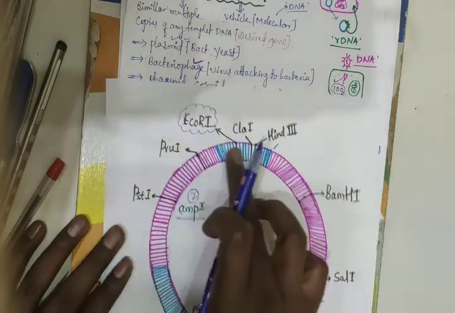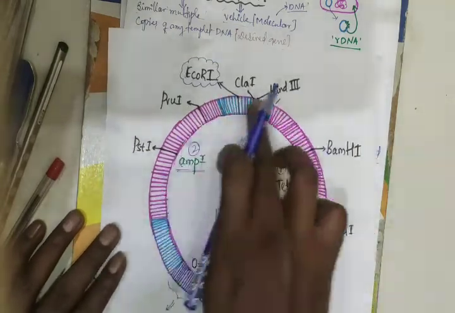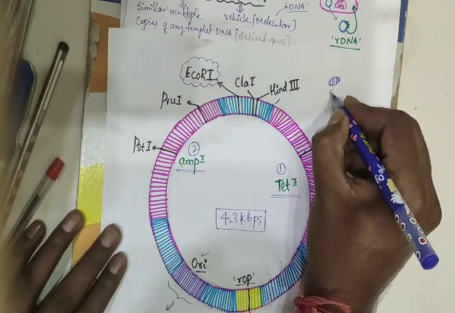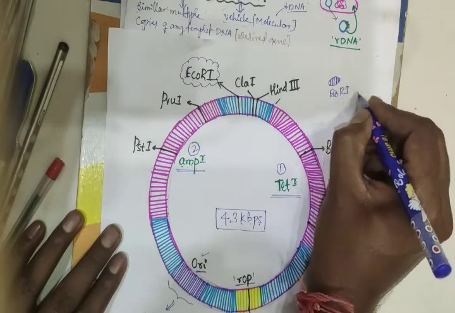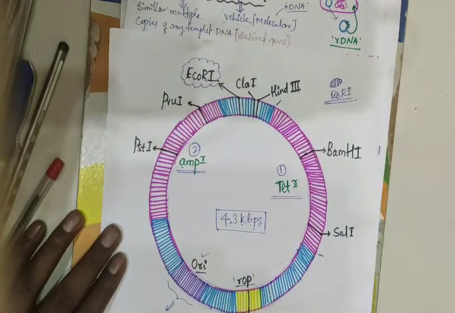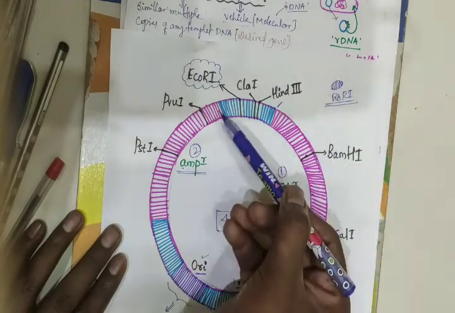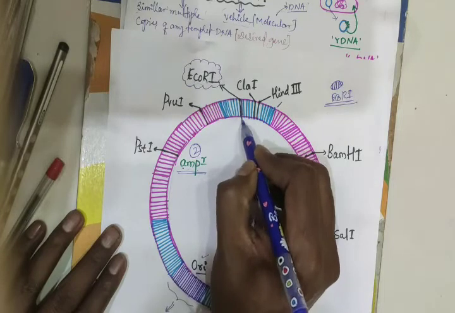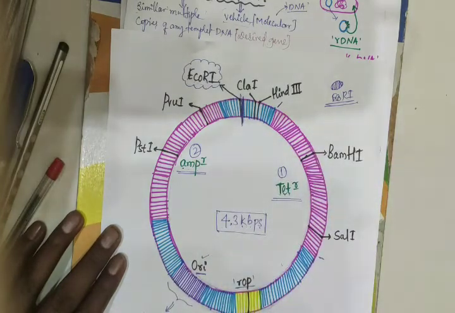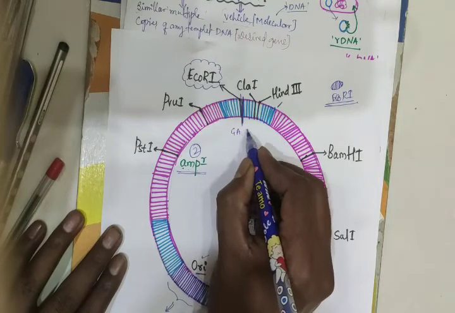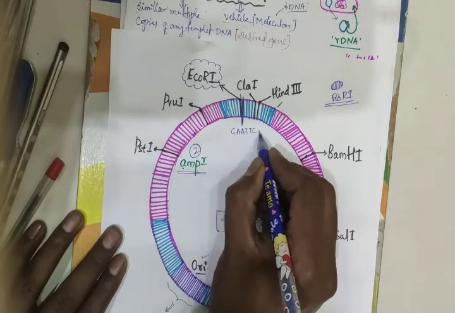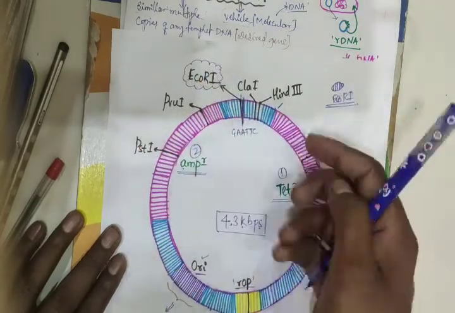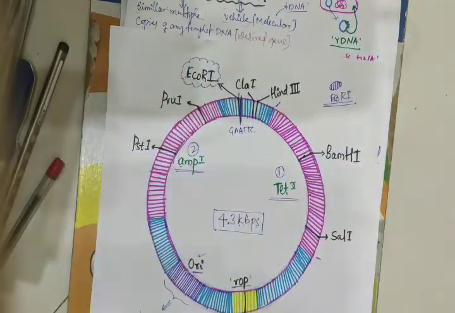Say for example, if I want to cut this plasmid, and if I add ECO R1 enzyme, when ECO R1 enzyme is added here, it is going to cut the plasmid particularly here. At this mark it is going to cut. Why? Because the GAATTC sequence is present here. Then it is going to cut the plasmid here and the plasmid will be opened.